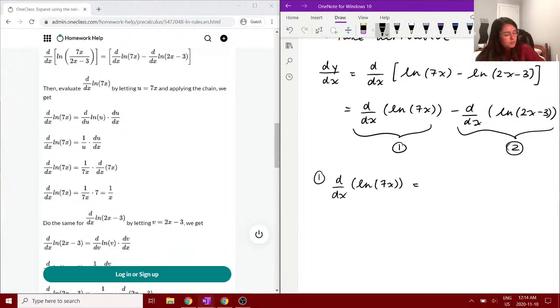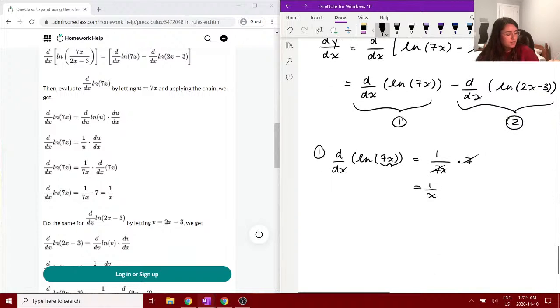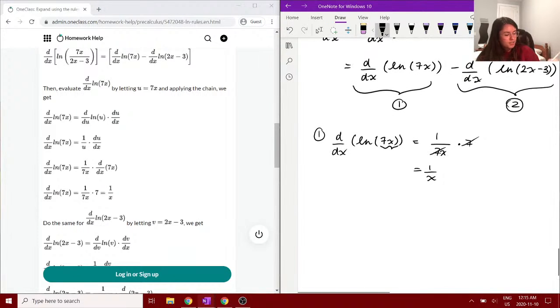Okay, so the derivative of ln 7x is, well, we know the derivative of ln is 1 over x, but in this case we have 7x, so we'll put that in the denominator. And since we have 7x, we also have to take the derivative of what's inside the ln function. So the derivative of 7x is just 7. Since there's a 7 and a 7, they will cancel out, and you'll just get that that's equal to 1 over x. All right.